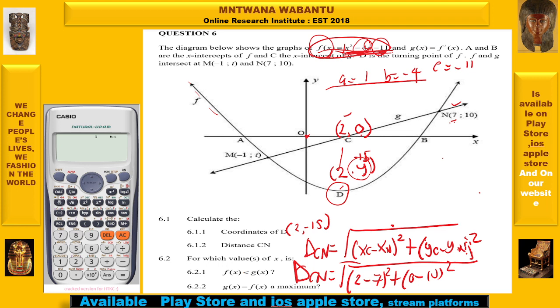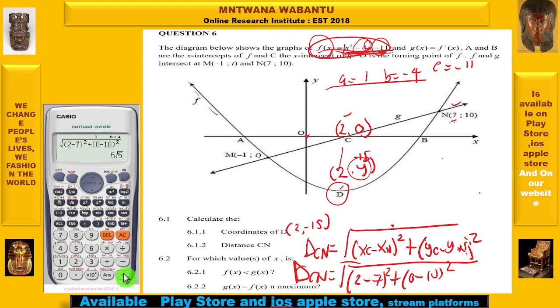10. So you can come to your calculator and plug in. I go to the square root, and then bracket, 2 minus 7. Then the bracket, then you square, and then you plus again, and say 0 minus 10. 0 minus 10 equals negative 10, in the bracket, square. So I think this is going to be 5 square root of 5.